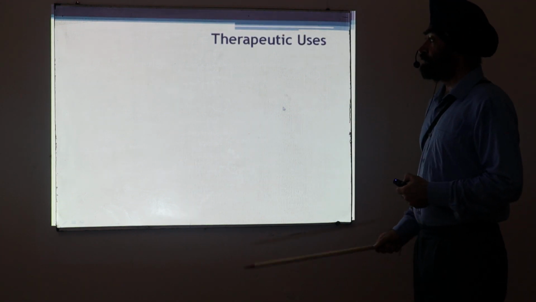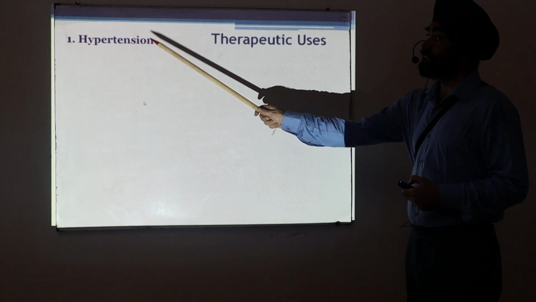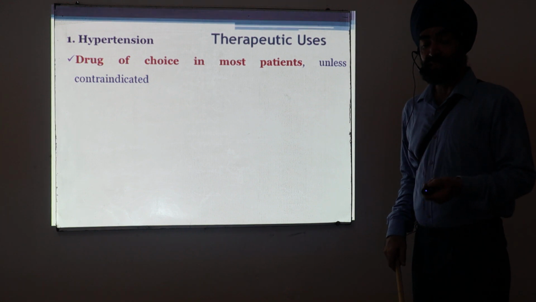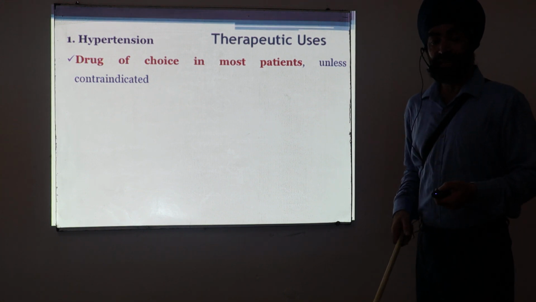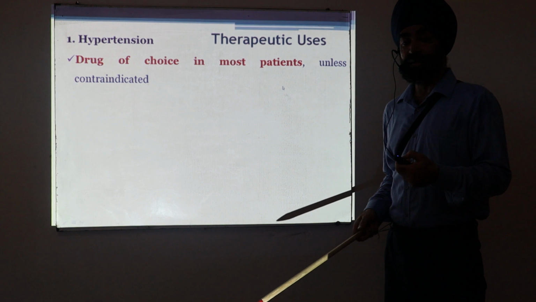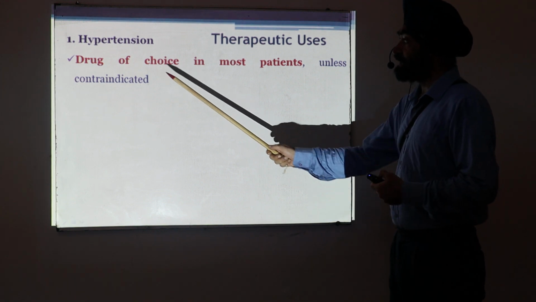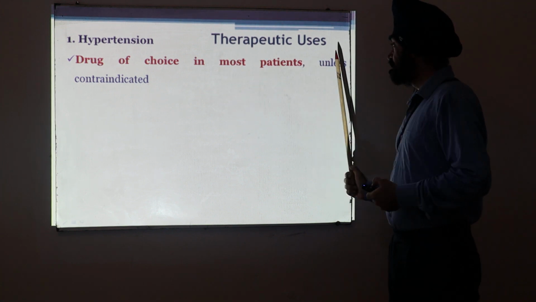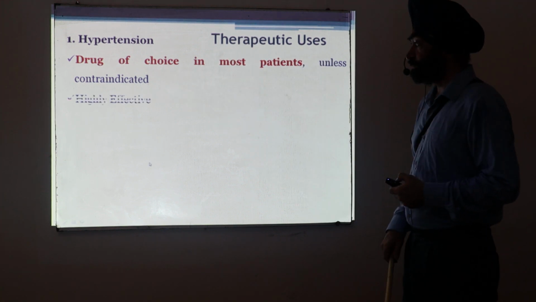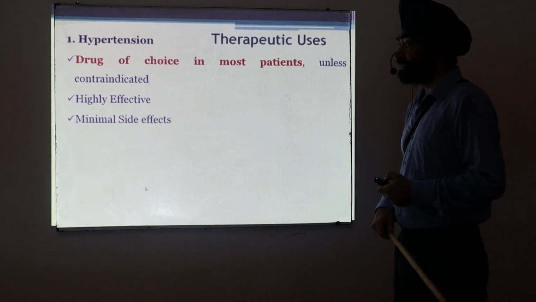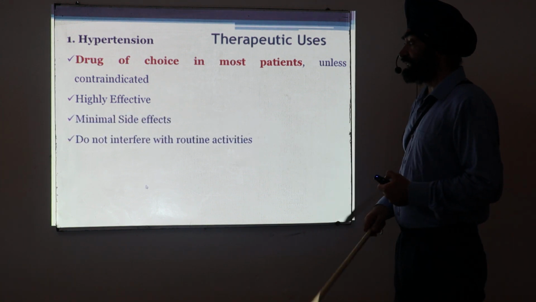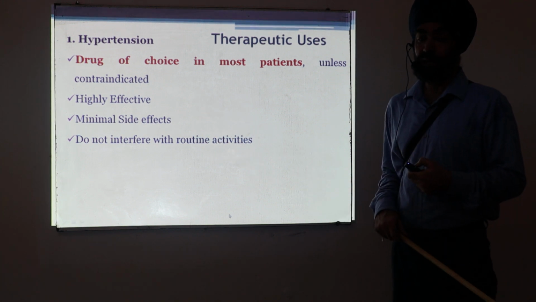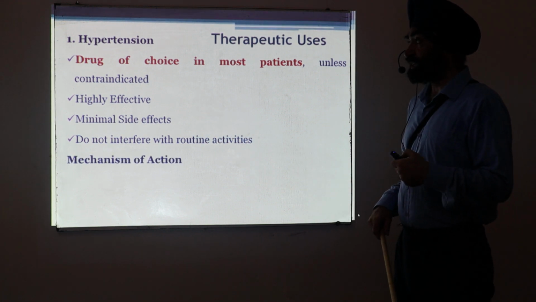Coming down to therapeutic uses, the first use is in hypertension. You can see these drugs, angiotensin converting enzyme inhibitors or AT1 receptor blockers, are the drugs of choice in most hypertensive patients unless contraindicated. They are very effective, have minimal side effects, and do not interfere with the routine activity of hypertensive patients. So what is the mechanism?